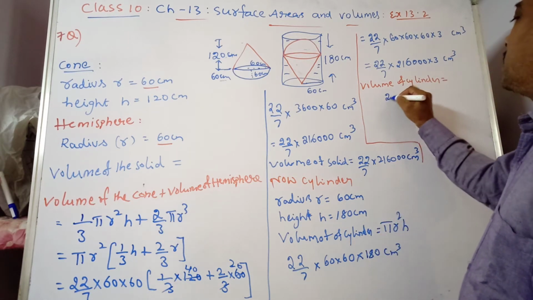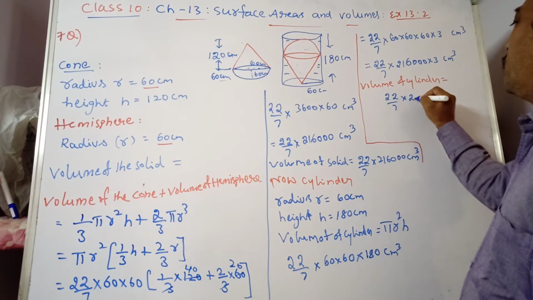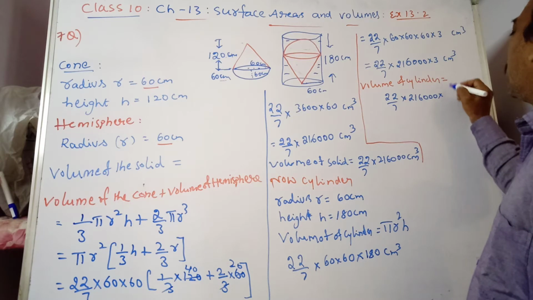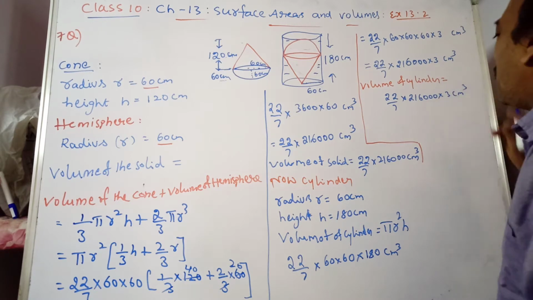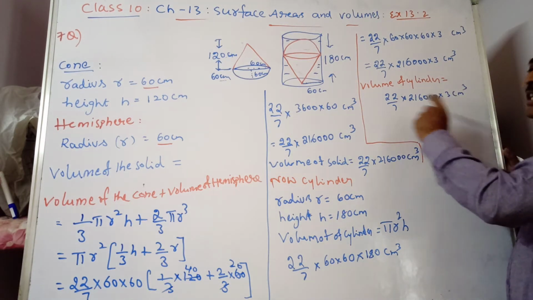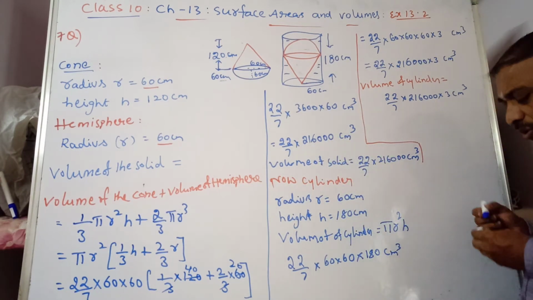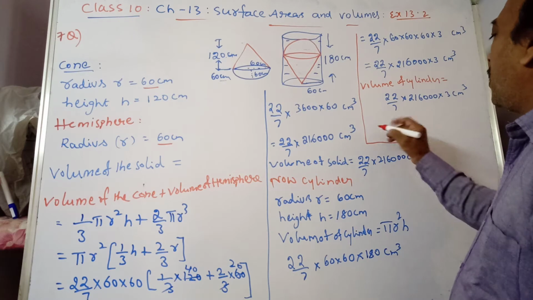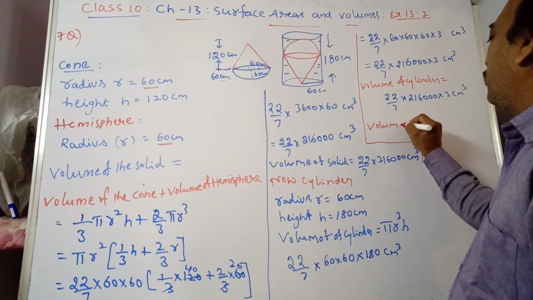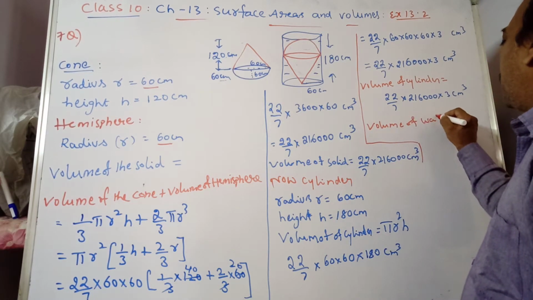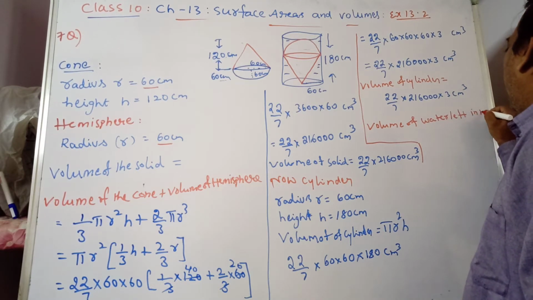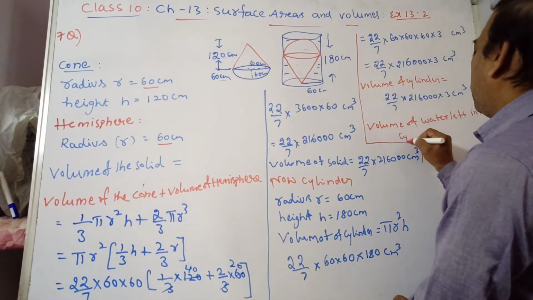22 by 7 into 216,000 into 3 centimeter cube. You no need to multiply, as we need to subtract, and the terms are the same. Now what volume of the water is left over in the cylinder? Volume of water left in the cylinder.